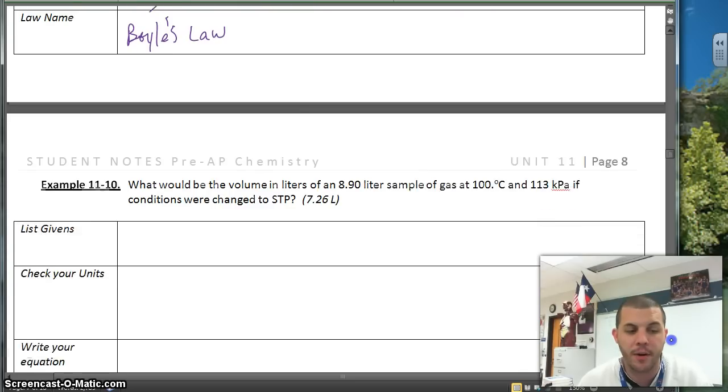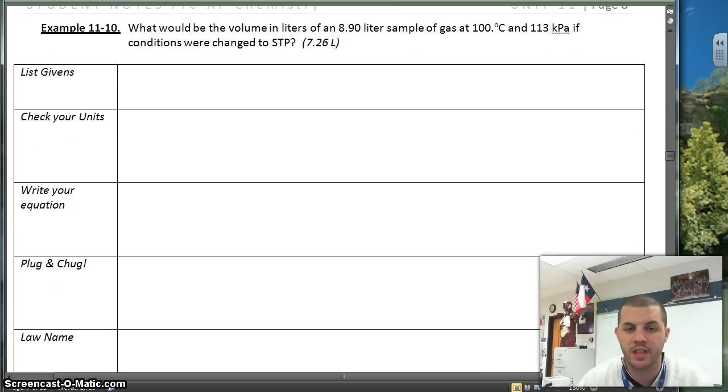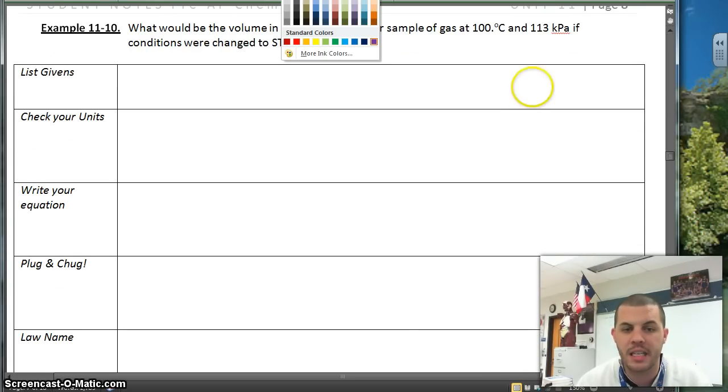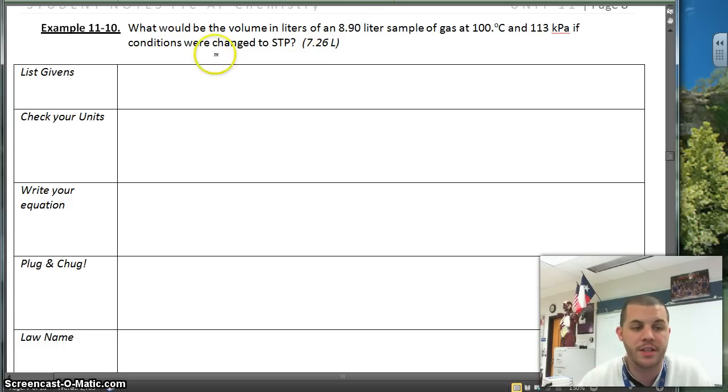All right, let's do another one. This is kind of a fun problem. This next one here, 11-10, we're talking about STP here. So let's look at a problem that deals with STP. It says, what would be the volume, so I already know I'm looking for volume, in liters of an 8.90 liter sample of gas at 100 degrees Celsius and 113 kPa if the conditions were changed to STP.